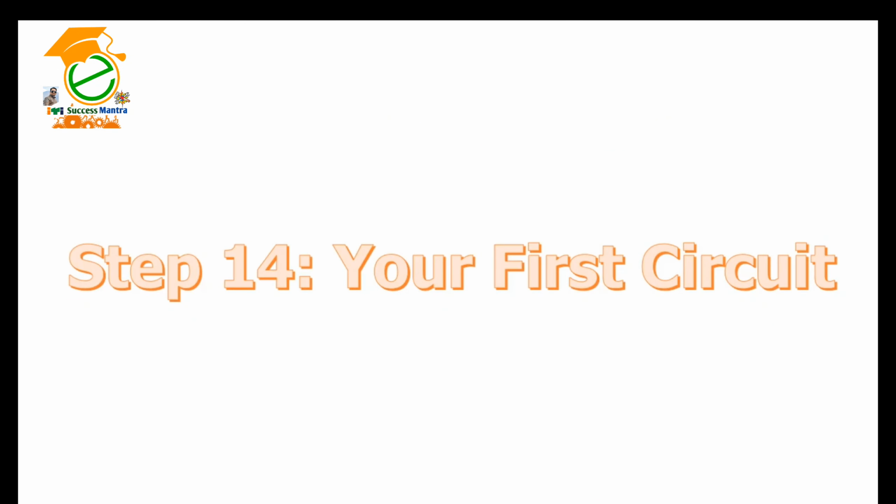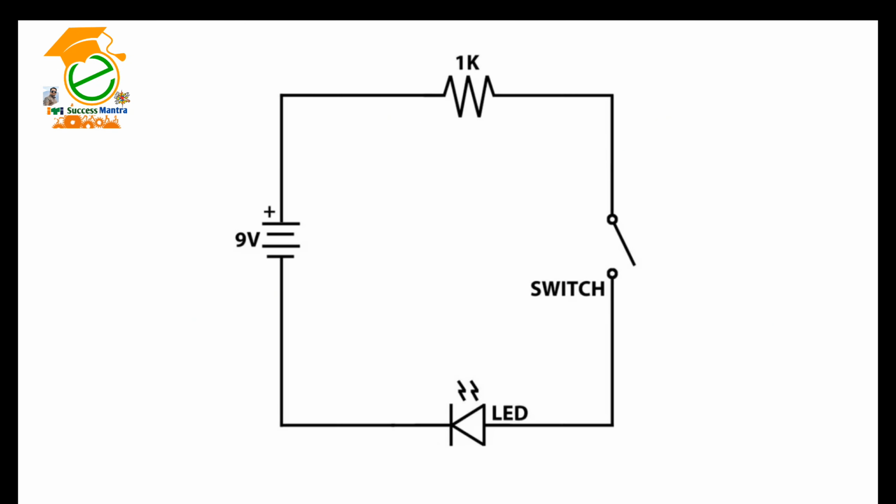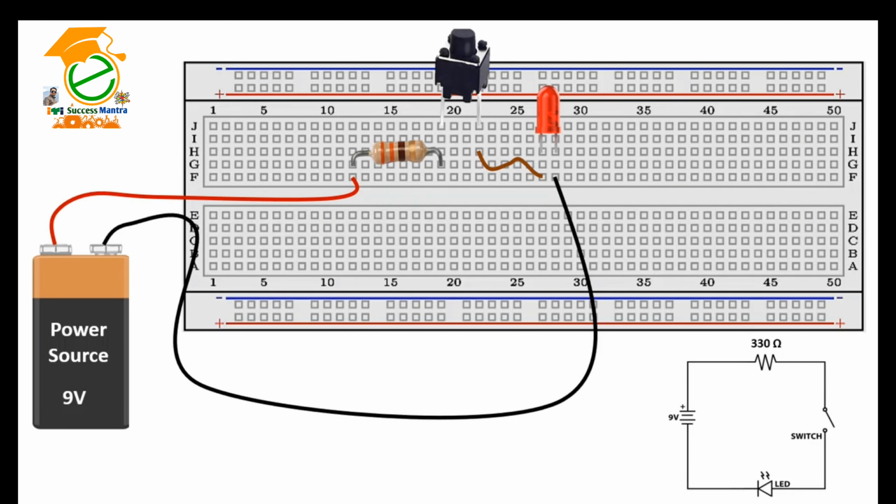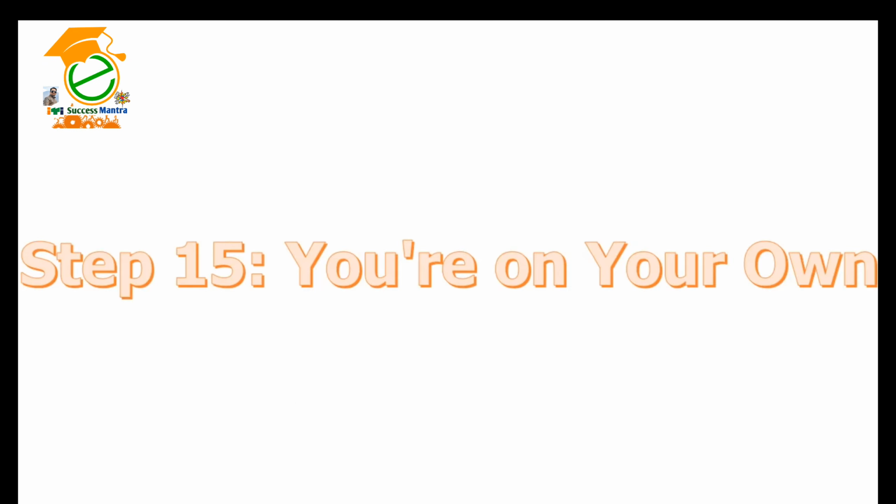Step 14. Your first circuit. If you look at the schematic, you will see that the 330 ohm resistor, LED, and switch are all connected in series with a 9-volt battery. When you build the circuit, you will be able to turn the LED on and off with the switch. You can look up the color code for a 330 ohm resistor using the graphical resistance calculator. Also, remember that the LED needs to be plugged in the right way. If you decide to use the switch, open and close it to see what happens when you make and break the circuit.